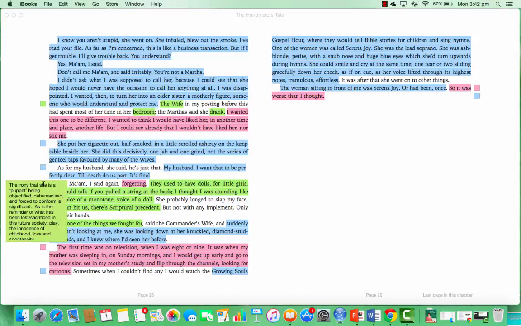She then talks about the dolls and remembers a past life in which young girls would have dolls to play with. But they were the dolls where you'd pull the string at the back and the monotone voice reciting what was expected would come out. So the irony that she is a puppet here, being objectified, dehumanised and forced to conform, is significant, as is the reminder of what has been lost or sacrificed in this future society: play, the innocence of childhood, love and spontaneity. As before, references to the past and flashbacks serve to highlight the importance of values upheld in society before.